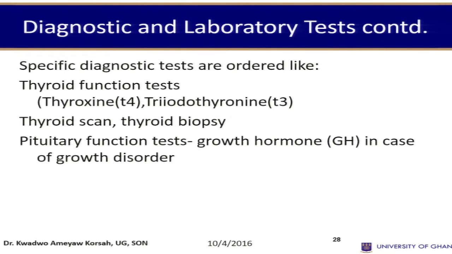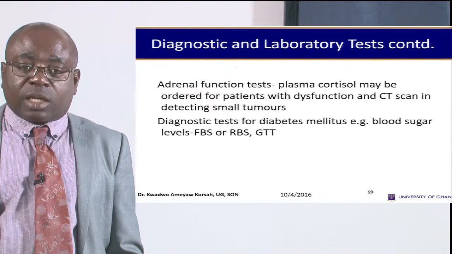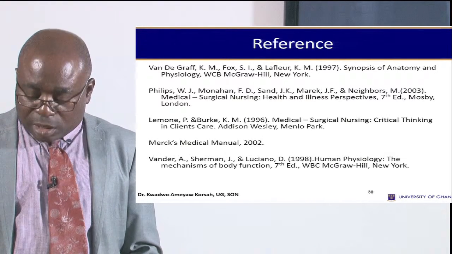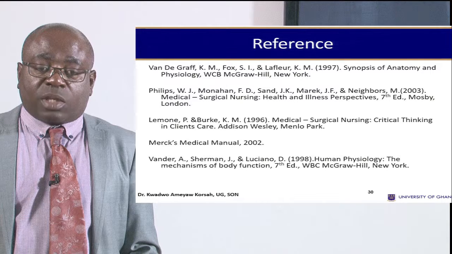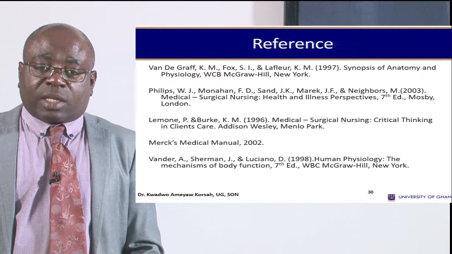We also need to do some diagnostic investigations, which we have already covered. For instance, we can check thyroid function tests, T4 and T3. We can also do a thyroid scan and thyroid biopsy. We can also do a pituitary function test, and growth hormone, GH, in case of growth disorder. Adrenal function tests can also be done. These are specific things that we need to check, and these are parts of the overview and assessment in general.